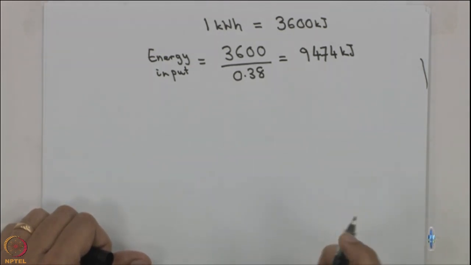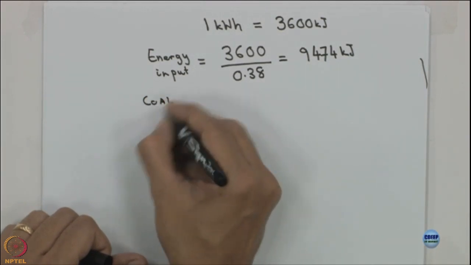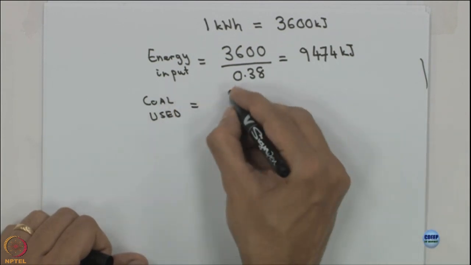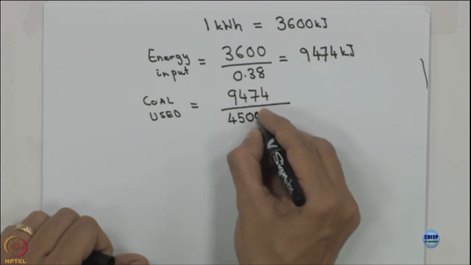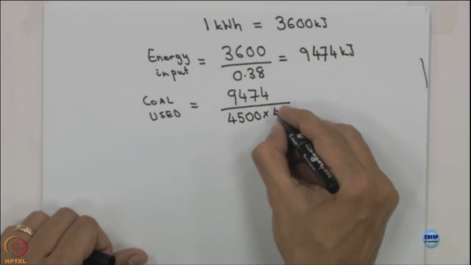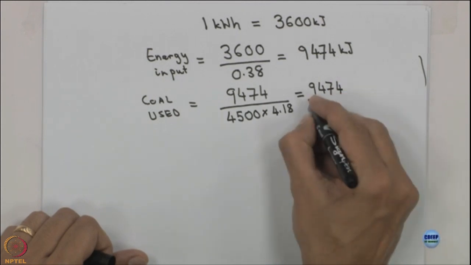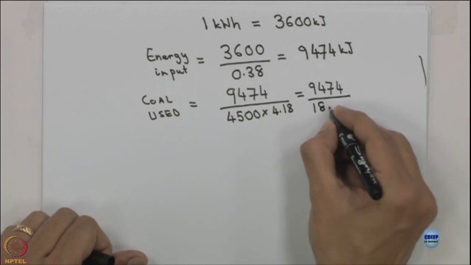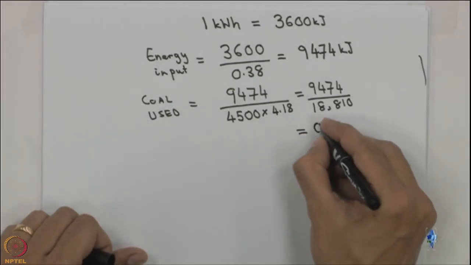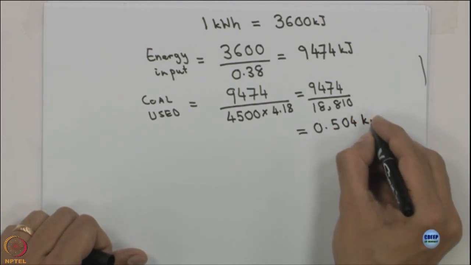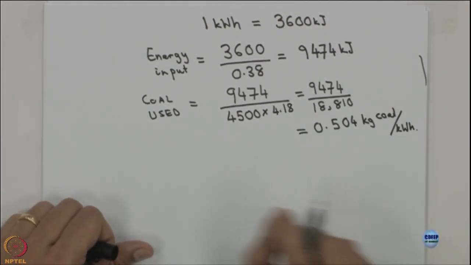Now, for producing this per kilowatt hour of electricity output, how much coal am I using? For this, I just need to divide by the energy content in the coal. So, the coal used per kilowatt hour is 9474 divided by 4500 kilocalories per kg into 4.18 kilojoules per kilocalorie. This comes out to be 9474 divided by 18,810, which is 0.504 kg of coal per kilowatt hour. So, we found out how much coal is used per kilowatt hour of electricity.